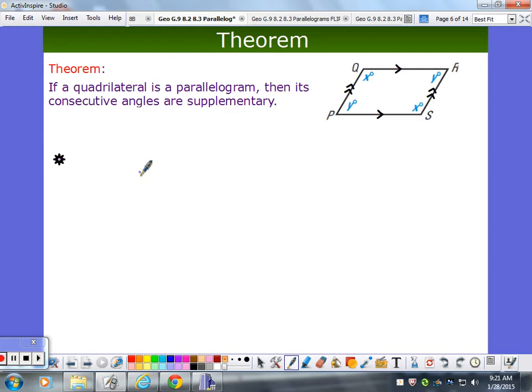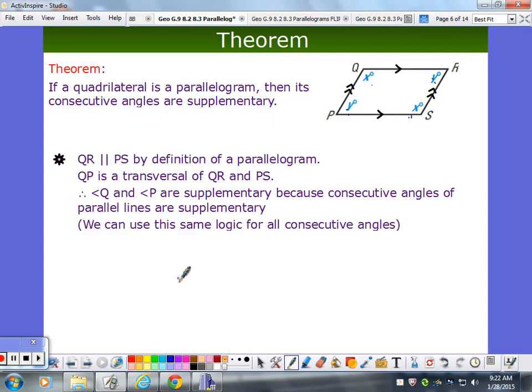All right, here's another theorem. If a quadrilateral is a parallelogram, then its consecutive angles are supplementary. Meaning this plus this is 180, this plus this is 180. Add those two, you get 180, add those, you get 180. Any two consecutives will add up to 180, be supplementary. This one I think is a little bit easier to kind of show.